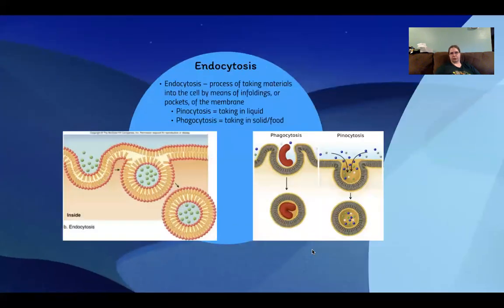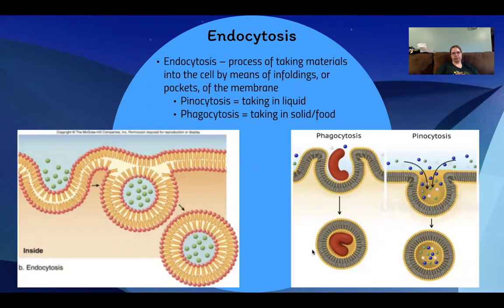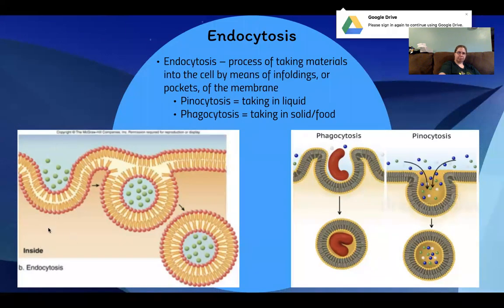Another way is something called endocytosis. So endocytosis is the process of taking materials into the cell by means of infolding or pockets of the membrane. So what we see here is, this is the outside of the cell, this is the inside. What happens is there's a group of molecules and the cell membrane will actually start bending inward. It'll bend in and then fuse across the top. So start kind of like this, and then it'll close up along the top until it fuses.